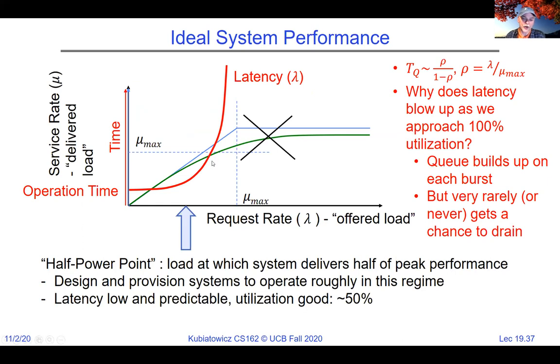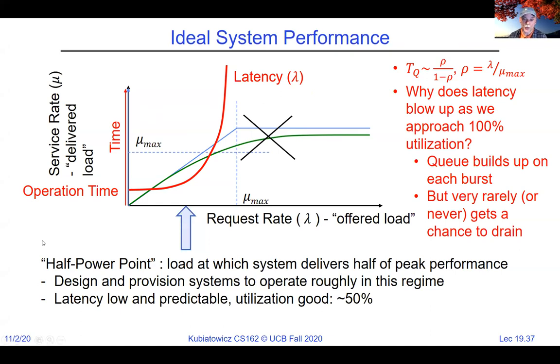One thing that's interesting is what we call the half power point, which is a load at which the system delivers half of its peak performance. Keep in mind that what we're seeing here is latency. What is latency? It's the time from when I get in the front door of the McDonald's to when I have my hamburger. That's what I perceive as latency. However, at the half power point, where lambda is equal to mu max over 2, the servers at the counter are handling half as many hamburgers per unit time as they could. It doesn't matter that I, as a hamburger user, see a really long latency. I'm getting a lot of hamburgers out the door if I'm the McDonald's.